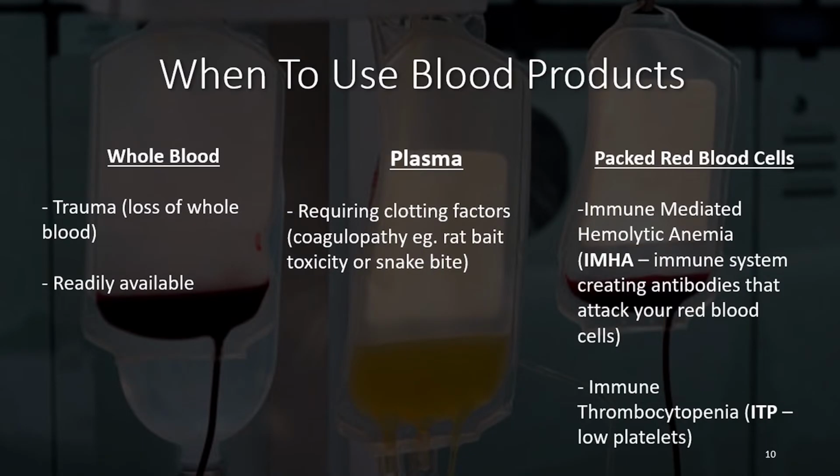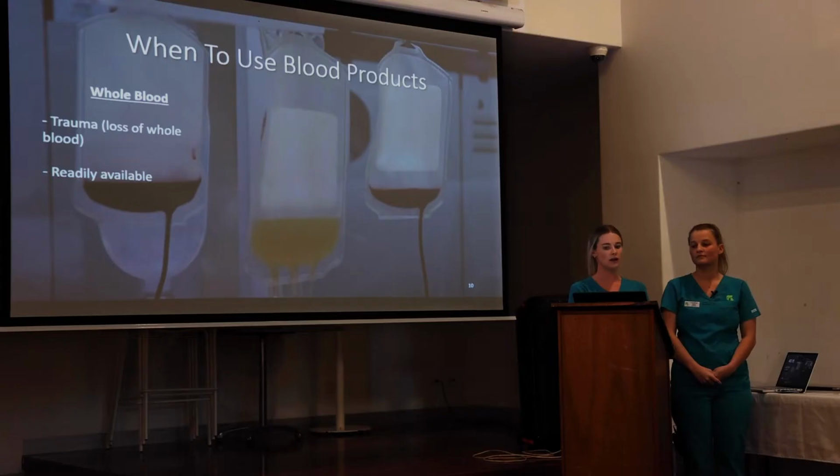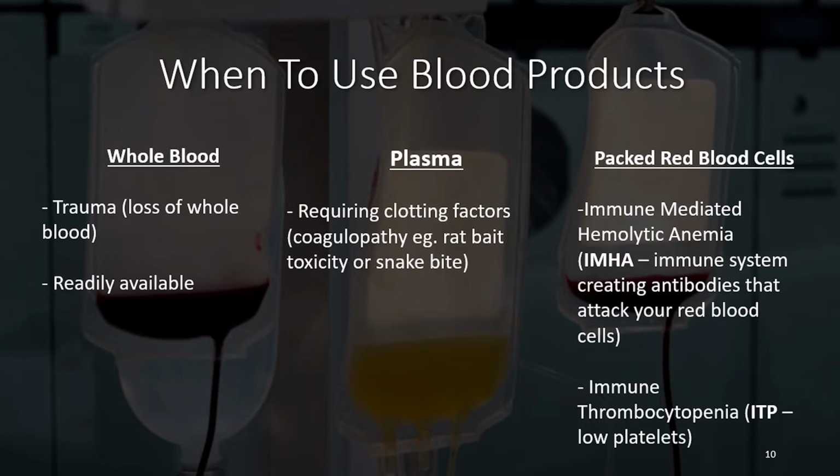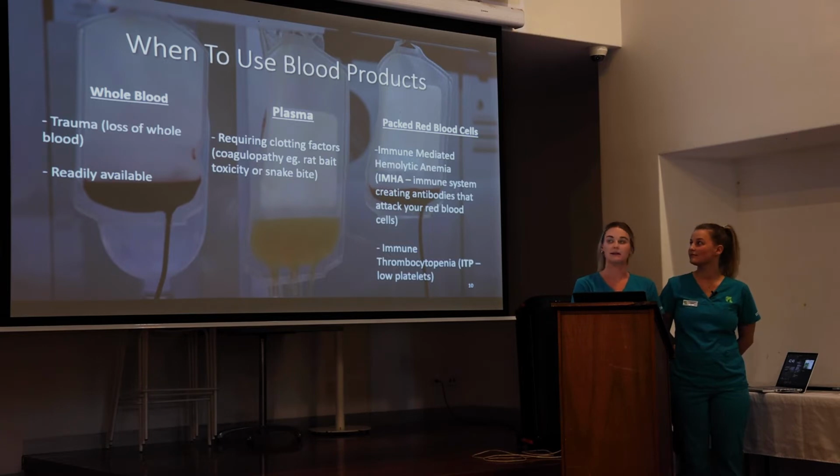Now, whole blood is typically used for trauma patients, such as a hit by car or a dog attack. These patients have lost whole blood and are in need of more to replenish themselves. Whole blood is also used because it is readily available and it makes a great substitute for packed red blood cells. Packed red blood cells are used when you aren't wanting to stimulate the body's immune system. It's commonly used in patients with immune-mediated hemolytic anemia, which is IMHA, where your immune system is creating antibodies that attack your own red blood cells, or immune thrombocytopenia, which is ITP, where you have low platelets.